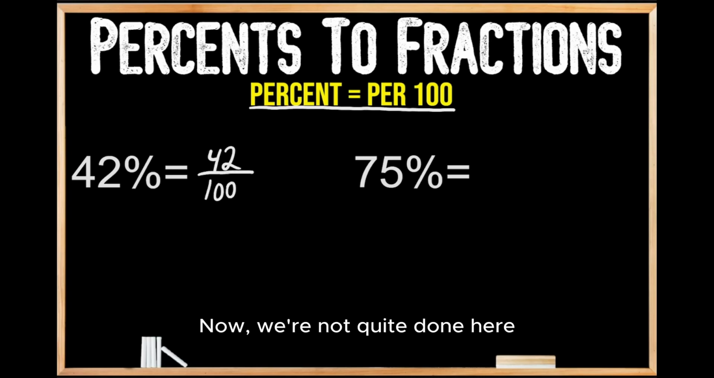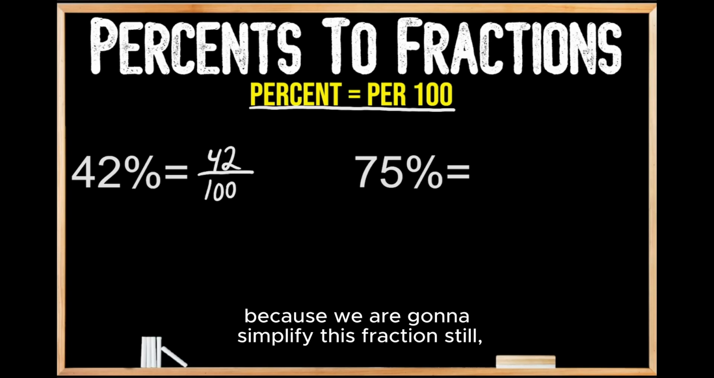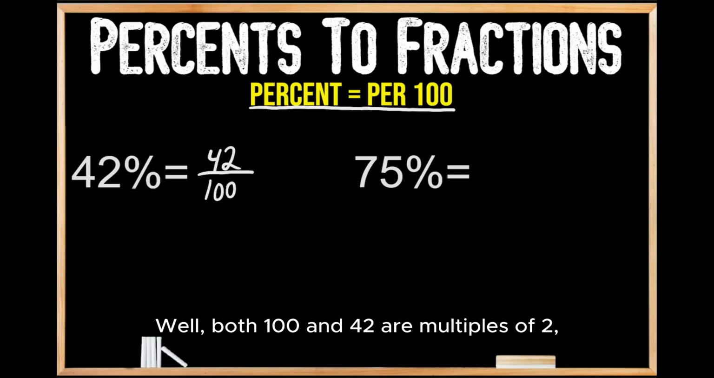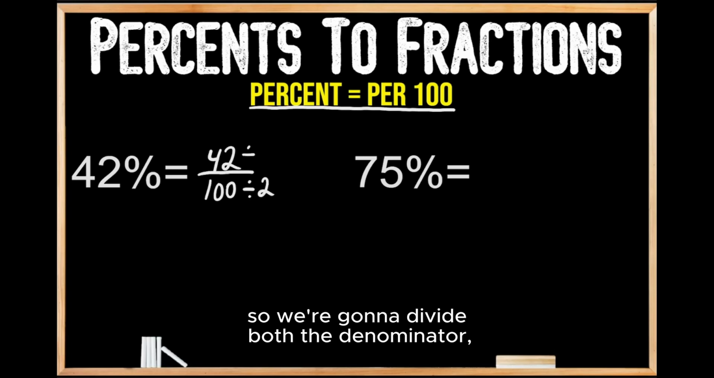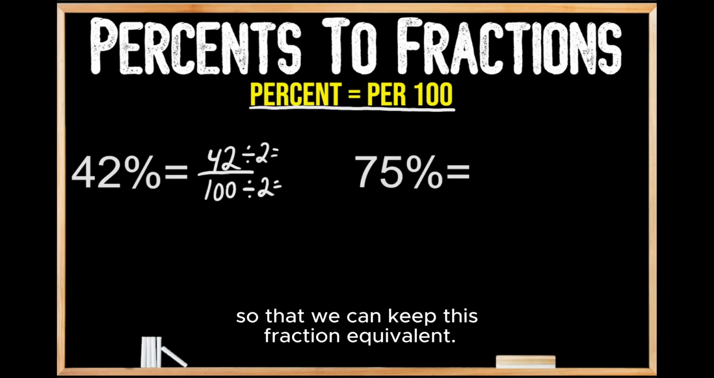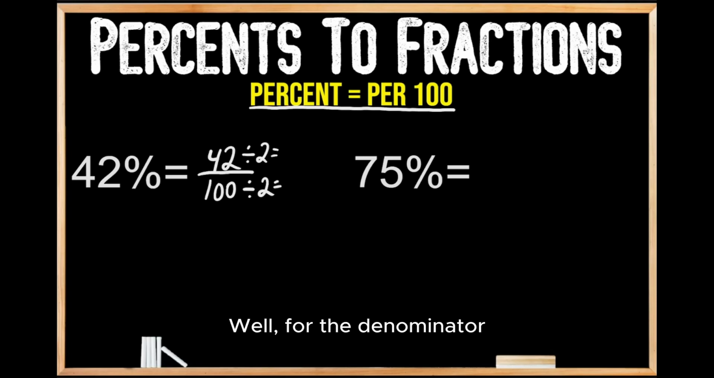Now, we're not quite done here because we are going to simplify this fraction still, or we're going to rewrite this fraction in its lowest possible terms. Well, both 100 and 42 are multiples of 2, so we're going to divide both the denominator and the numerator by 2 so that we can keep this fraction equivalent. Well, for the denominator, when we divide 100 by 2, we're left with 50, and then for the numerator, when we divide 42 by 2, we're left with 21.